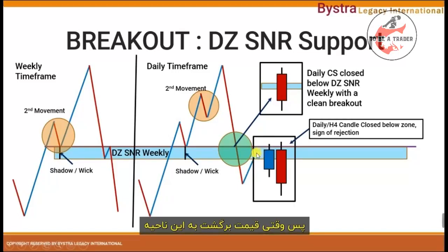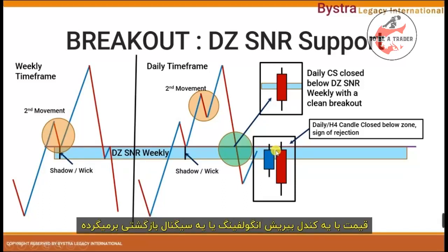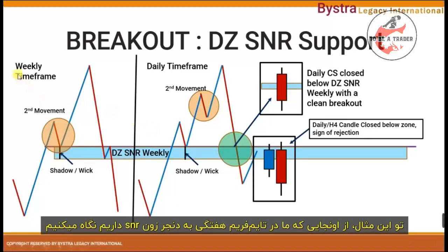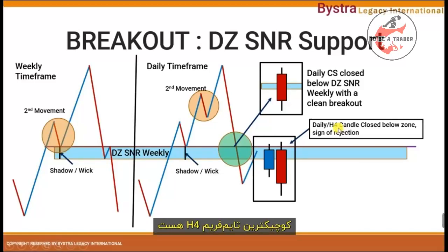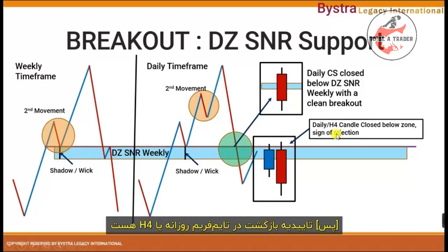Okay, so when price comes back to this area, price will reject with a bearish engulfing or candle reversal signal. In this case, since we look at the weekly time frame as our danger SNR, our confirmation of rejection should be at the daily time frame or the H4 time frame. The smallest time frame is H4, not H1 and below. Why? Because this is the danger zone SNR weekly time frame. Weekly time frame, confirmation of rejection is daily or H4 time frame.